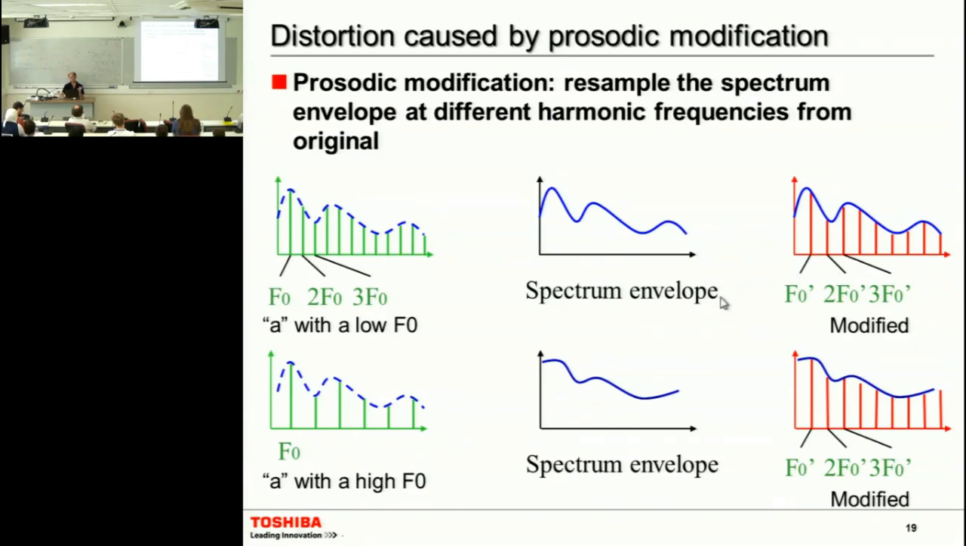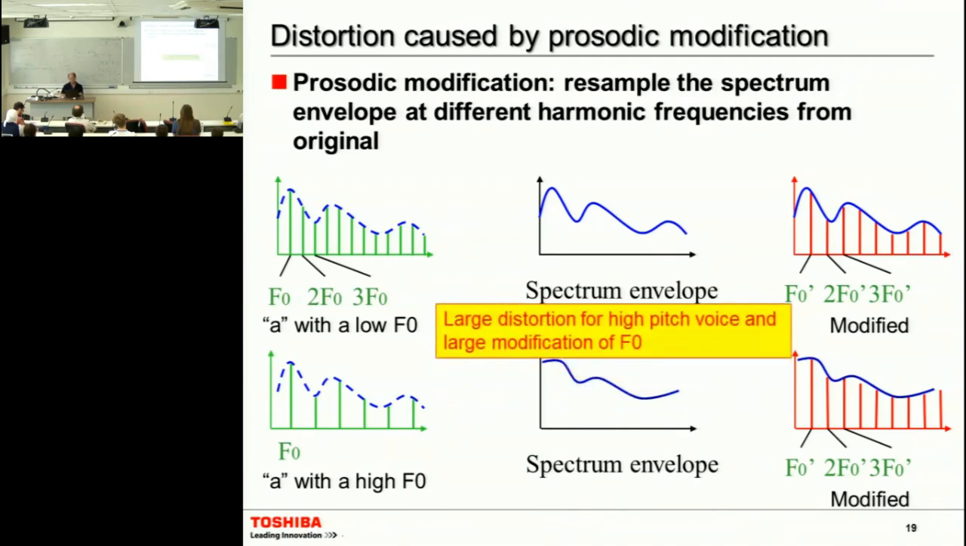So we need to extract the spectrum envelope from a discrete spectrum, but it is almost impossible to extract the true spectrum envelope because it is not guaranteed this discrete spectrum meets the sampling frequency theory. So we have large distortion for high pitch voice, and if we have a large modification of F0, we have large distortion.